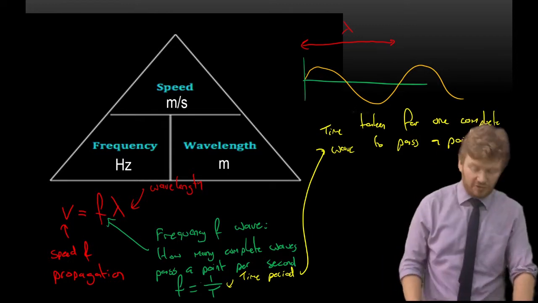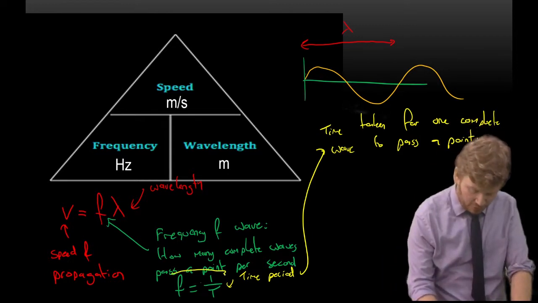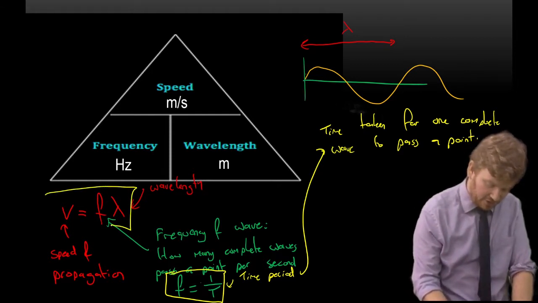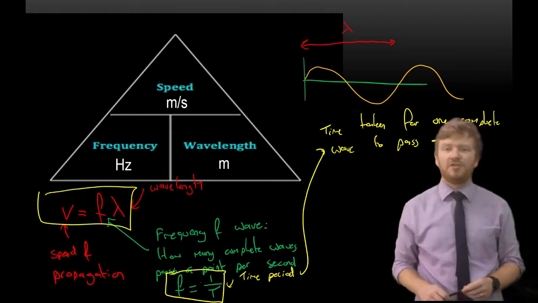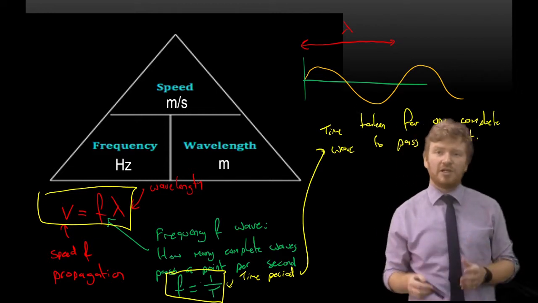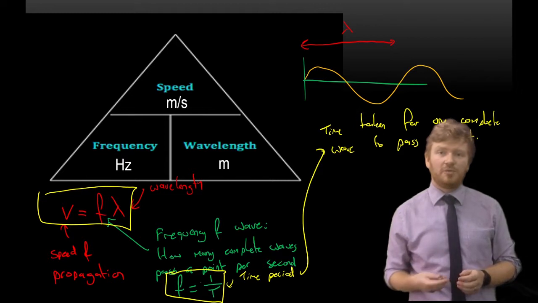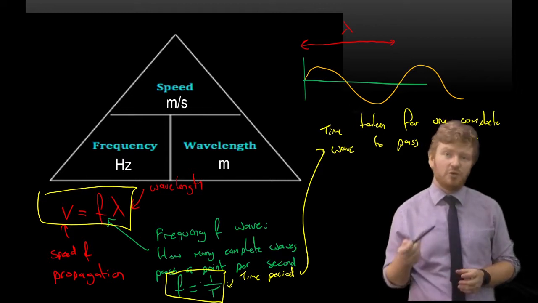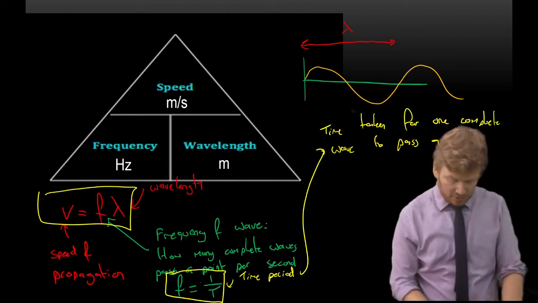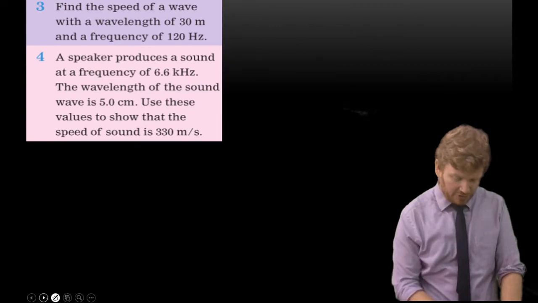So what you need to know are these two equations. Frequency is equal to 1 over the time period, and velocity is equal to frequency times wavelength. Try and have a little go with that. I'll set you some questions in the lesson for you to try, and there'll also be one at the end of this video. Let's see if you can plug some numbers in. In fact, let's go straight into that.